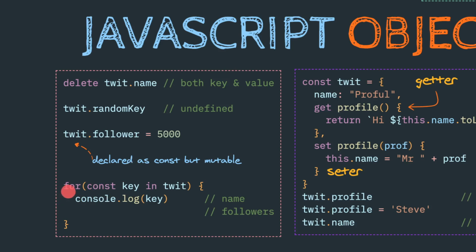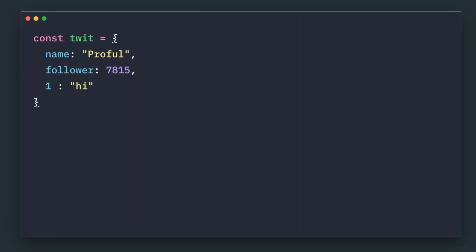And using this for...in, it is not for...of. for...of is very useful for iterating over an array, but this for...in is used to iterate over the keys. For tweet we have name and followers, so if you try to print it, the keys will be printed: name and followers. Okay, now let's see that example.